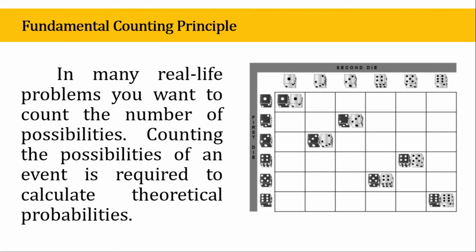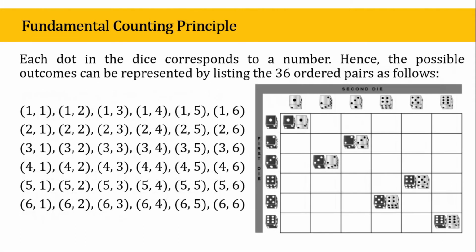This table will help us list all the possibilities if we toss two dice together. So the combination could be 1,1, 1,2, 2,1, 1,3, and so on and so forth until we come to 6,6. So that's one way of counting it. Each dot on the dice represents a number. Hence, the possible outcomes can be represented by listing the 36 ordered pairs as follows.